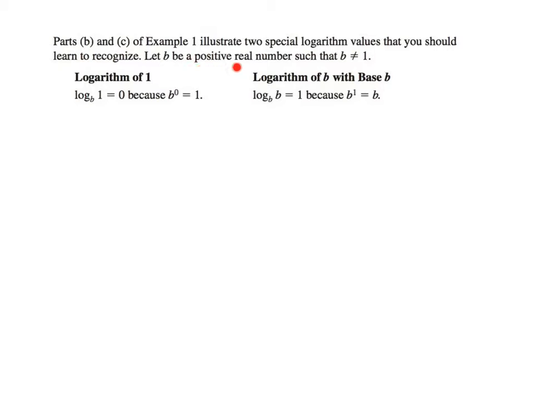We're going to let b be a positive real number such that b is not 1. The base cannot be 1. So this is log base b of 1, and we get 0, because anything to the power of 0 is 1. That means a logarithm of 1, and a logarithm of b with base b, they're the same.